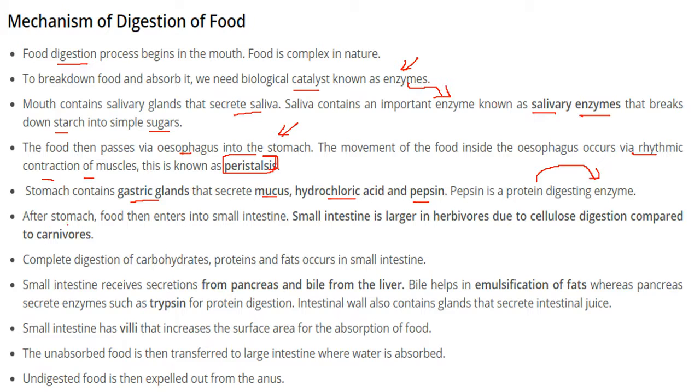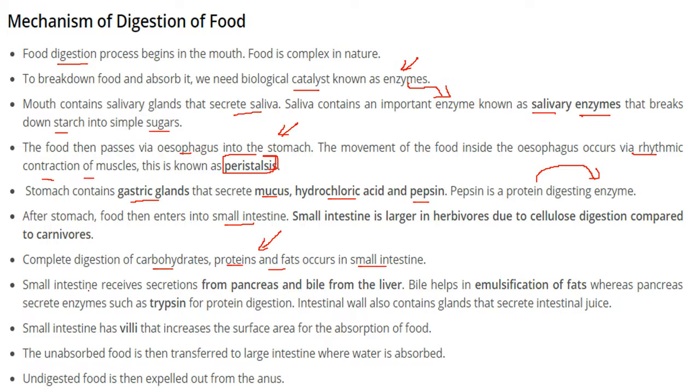After the stomach, food goes to the small intestine. This small intestine, if you see in herbivores, is quite large because there is cellulose digestion happening, as compared to carnivores, who are digesting meat. Then the complete digestion of carbohydrates, proteins and fats, that is the basic things which are being taken out from the food, occurs in the small intestine.